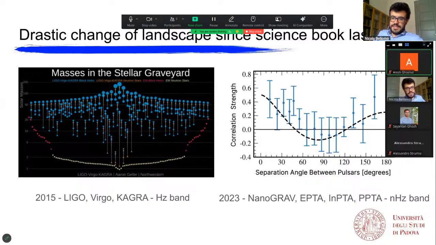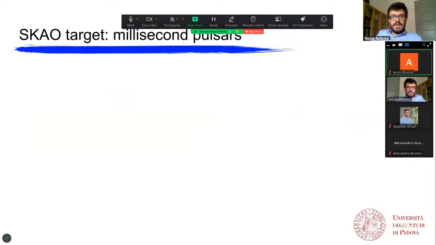In general, let's say the group of all this collaboration ends up in the big umbrella of the International Pulsar Timing Array, and their detection was in the nanohertz band, which is also the band where SKAO is going to be sensitive. So let me comment a bit on how SKAO is going to contribute.